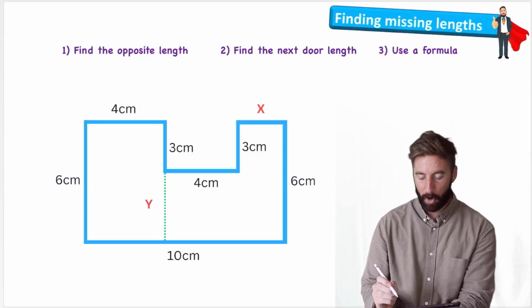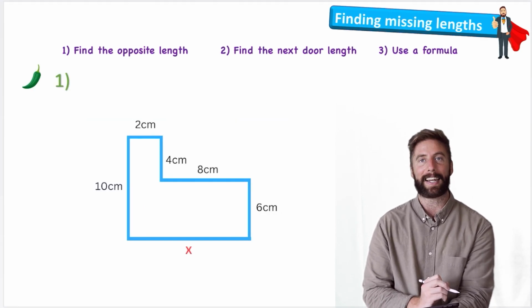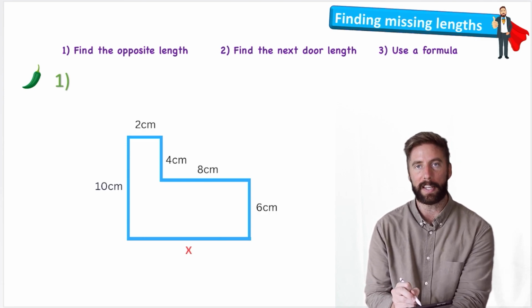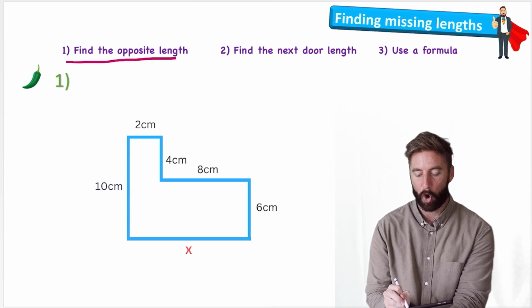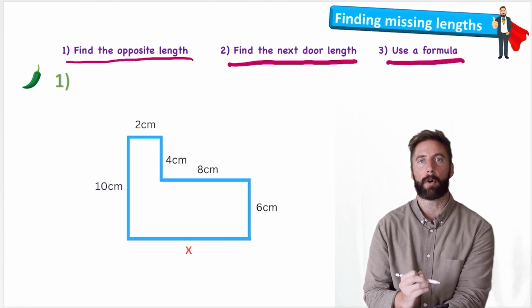Okay, so you can see that we have a compound shape here. This is actually a pretty tricky one. We're going to start with something a little easier. Let's have a look at this to start with, and we're going to follow these steps. First we're going to find the opposite length of the length we're looking for. Then we'll find the length next door. And then we're going to use a formula to help us solve it.